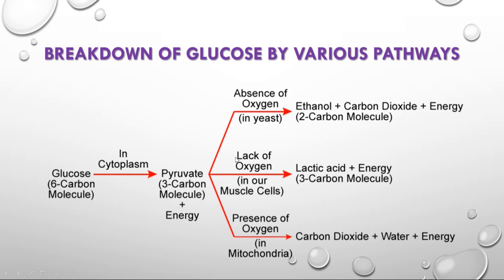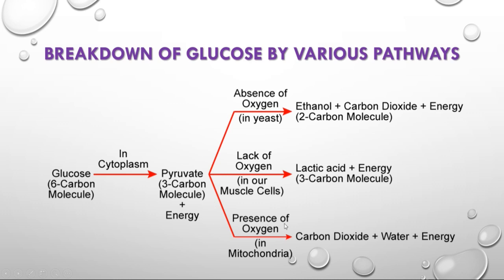Now, lack of oxygen also occurs in our muscle cells, and not only in humans but also in animals like a leopard when it runs, or a deer when it runs. Their muscle cells also experience a lack of oxygen. The muscle pain we feel is because of the lack of oxygen. The results are lactic acid plus energy, and lactic acid is a three carbon molecule. These are the products formed from lack of oxygen.